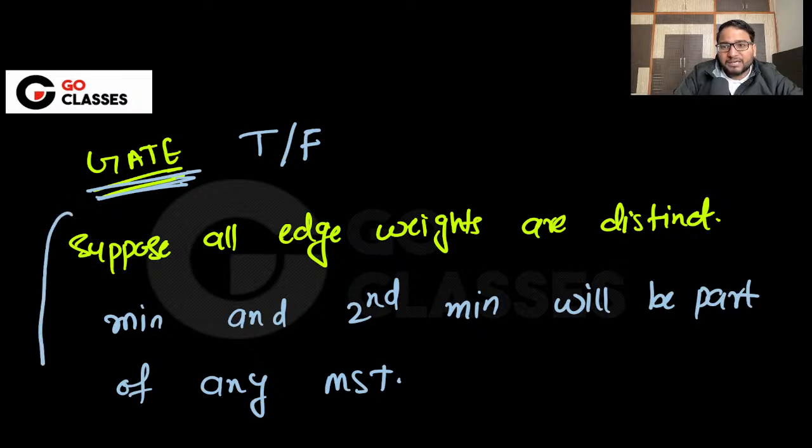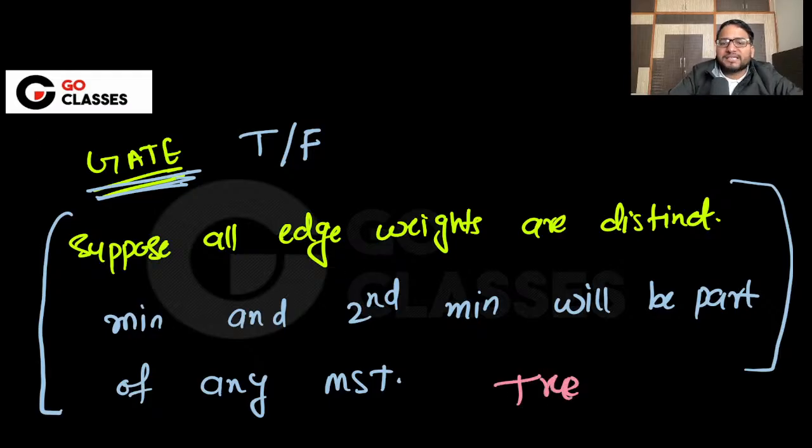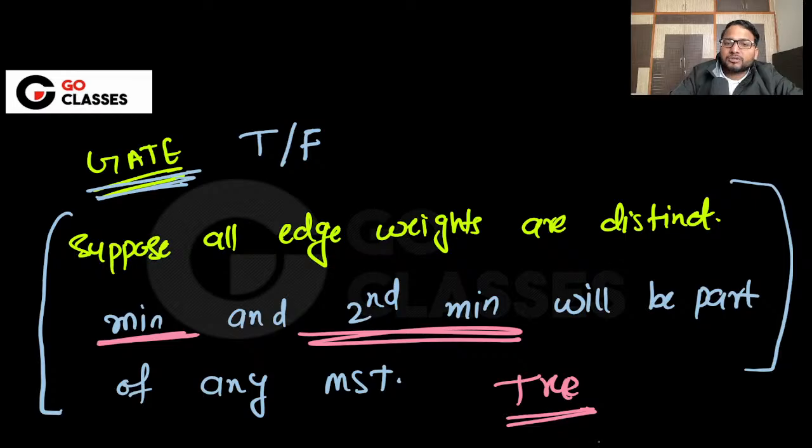Suppose all edge weights are distinct, then minimum and second minimum. This is true, right? Because minimum and second minimum will not be forming any cycle anyhow. Minimum will not be forming any cycle, and second minimum will also not be forming any cycle. So that's why this is true.